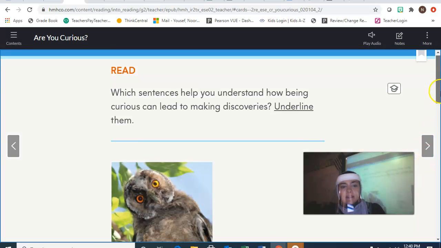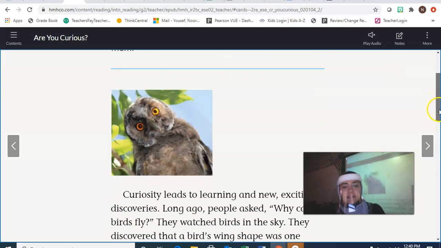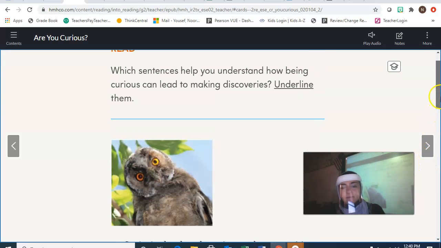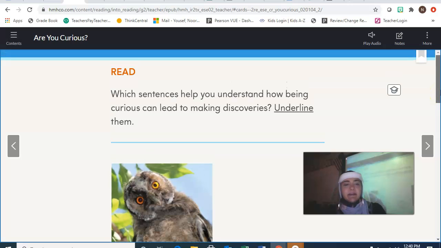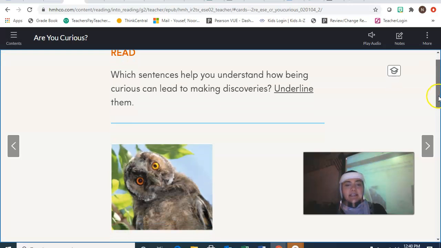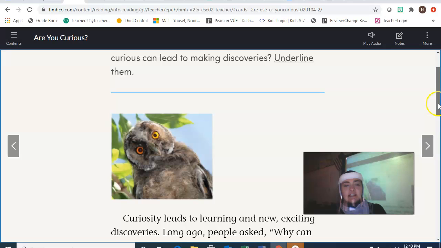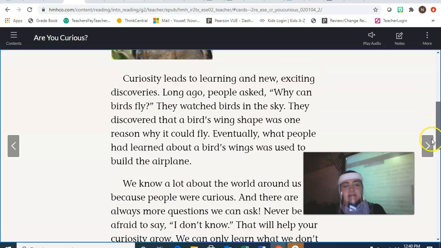Let's keep going. It says, read sentences to help you understand. Yeah, go to the next page, guys. Which sentences help you understand how being curious can lead to making discoveries? Let's underline them as we read.